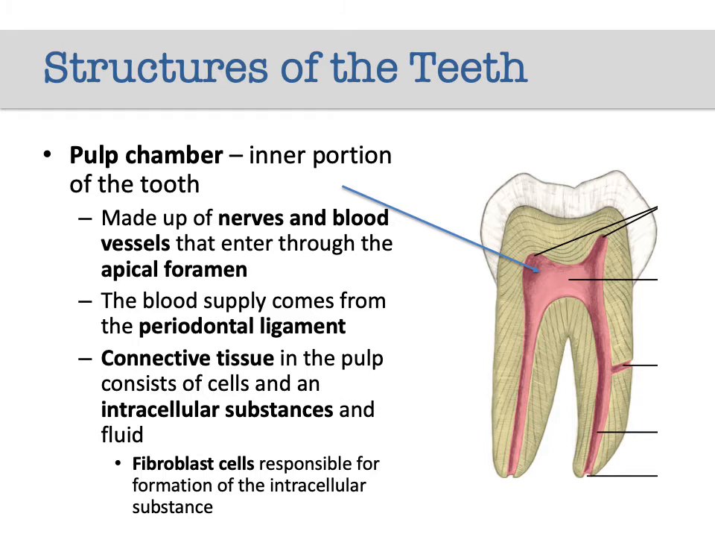The blood supply comes from what's called the periodontal ligament, which we'll talk more about later. Connective tissue in the pulp consists of cells and an intracellular substance and fluid. Fibroblast cells are what are responsible for formation of the intracellular substance.